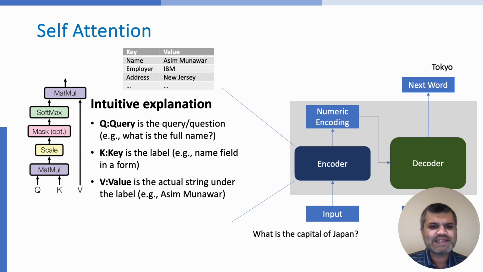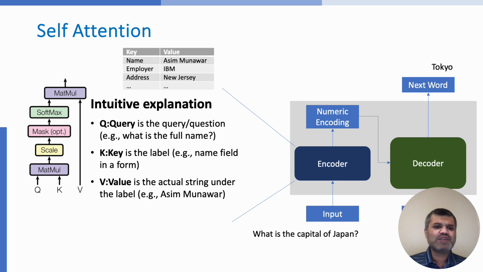Just understand that query is like a question that you ask. For example, what is the full name? K is the key. In terms of database, it can be the column name. And V is the value, the value that comes as a result of that query and the key that was found. Given the table above, and the query, what is the full name? The key will be the name field here, and the value will be my name, Asim Munawar, in this case.